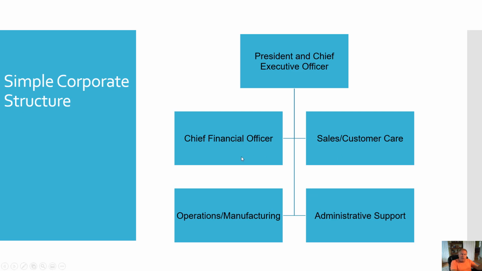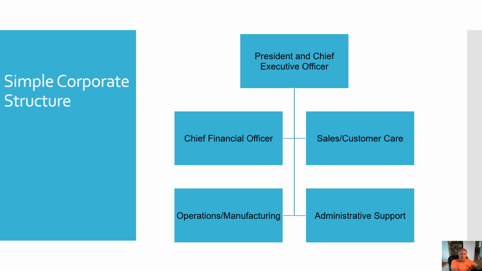The chief financial officer has become the number two person in most corporations today because finance is so important. With the onset of COVID-19, finance is even more important, and managerial accounting is even more important because now we need to make decisions quickly based on facts. Then there's administrative support, which can be your human resources, your cleaning department, technology department, transportation. This is a simple corporate structure that everybody has. Why are we doing this?